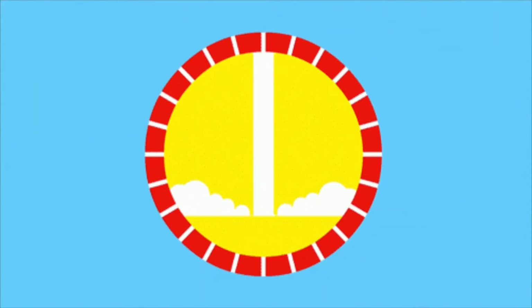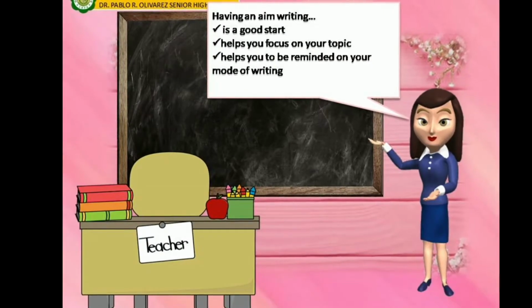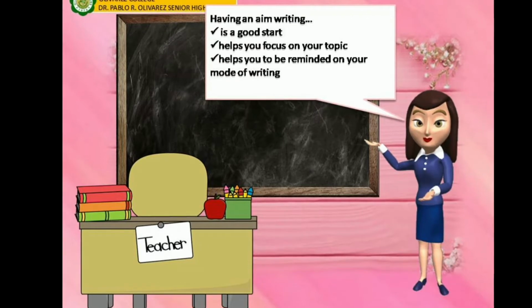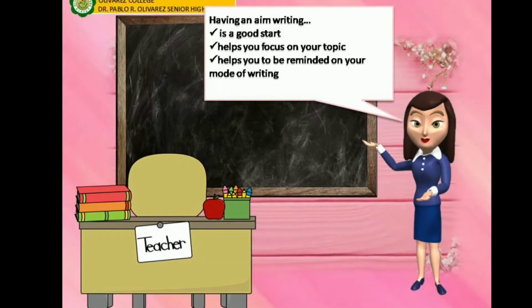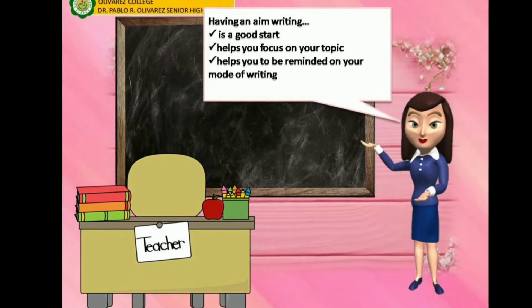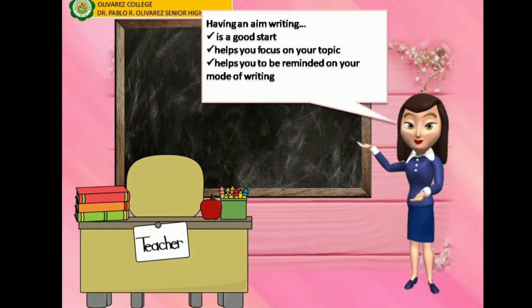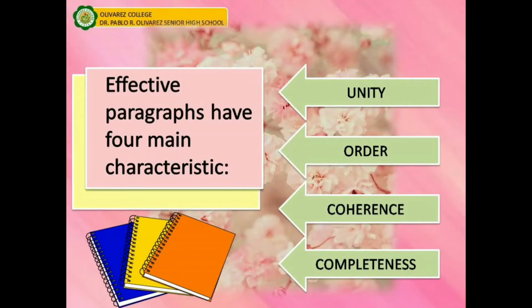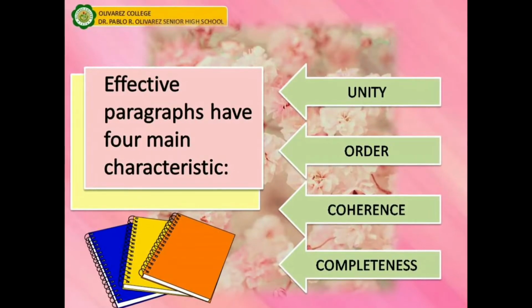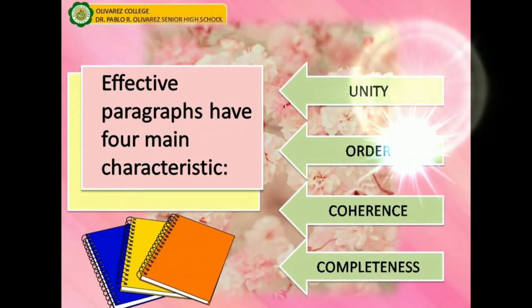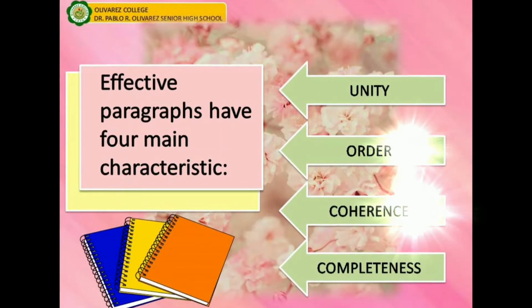5, 4, 3, 2, 1. Let's answer the question. Having an aim in writing is a good start in developing a paragraph. It also helps you to focus on your topic, and in addition, it helps you to be reminded of your mode of writing. Always remember, an effective paragraph has 4 main characteristics: unity, order, coherence, and completeness.